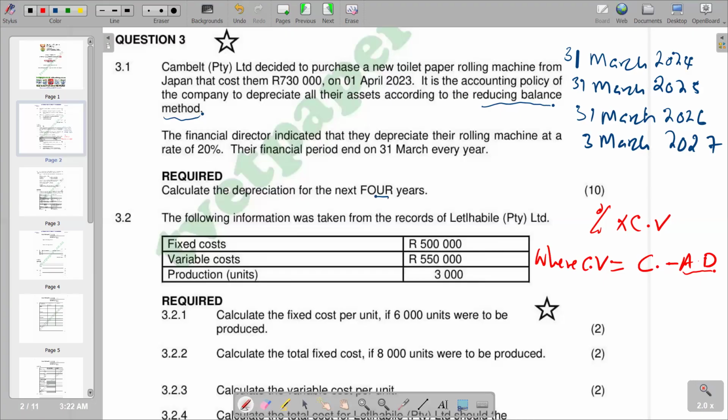We can start with year one, with year ending 31 March 2024. We already know that the cost is 730,000. But for the first year, the depreciation is zero because we are just buying that rolling machine. So at the end of the first year, we use 730,000 as our cost and also as our carrying value. The percentage is 20%, so the first year we say 20% of 730,000 rand.